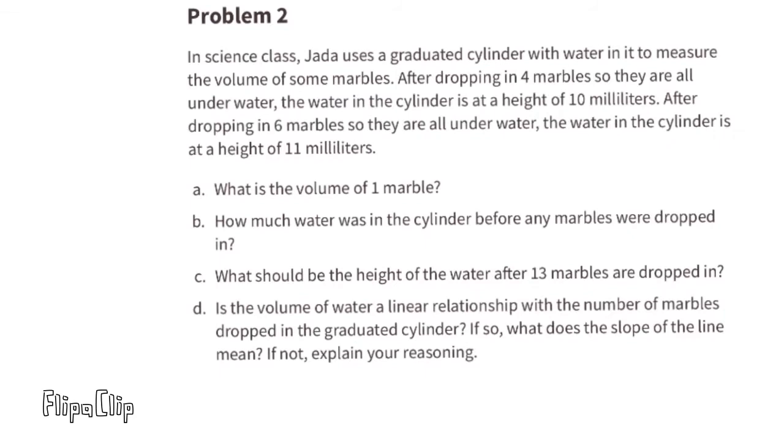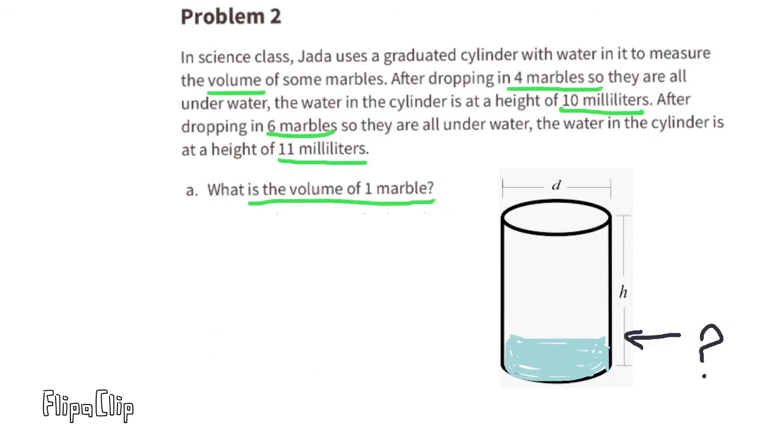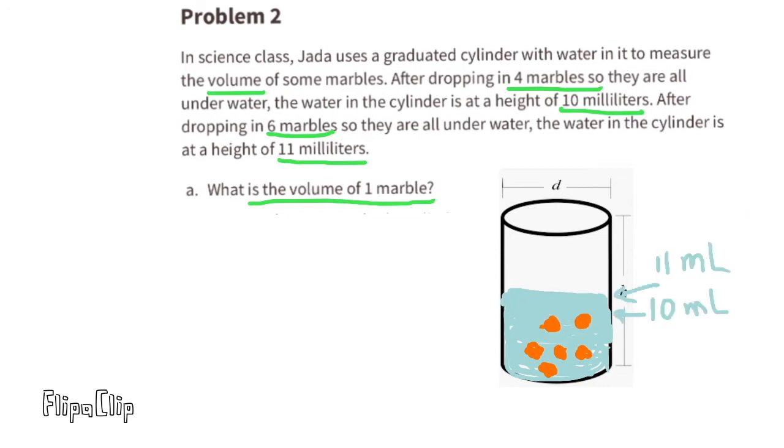Problem number 2. In science class, Jada uses a graduated cylinder with water in it to measure the volume of some marbles. After dropping in 4 marbles, so they are all underwater, the water in the cylinder is at a height of 10 milliliters. After dropping in 6 marbles, so they are all underwater, the water in the cylinder is at a height of 11 milliliters.